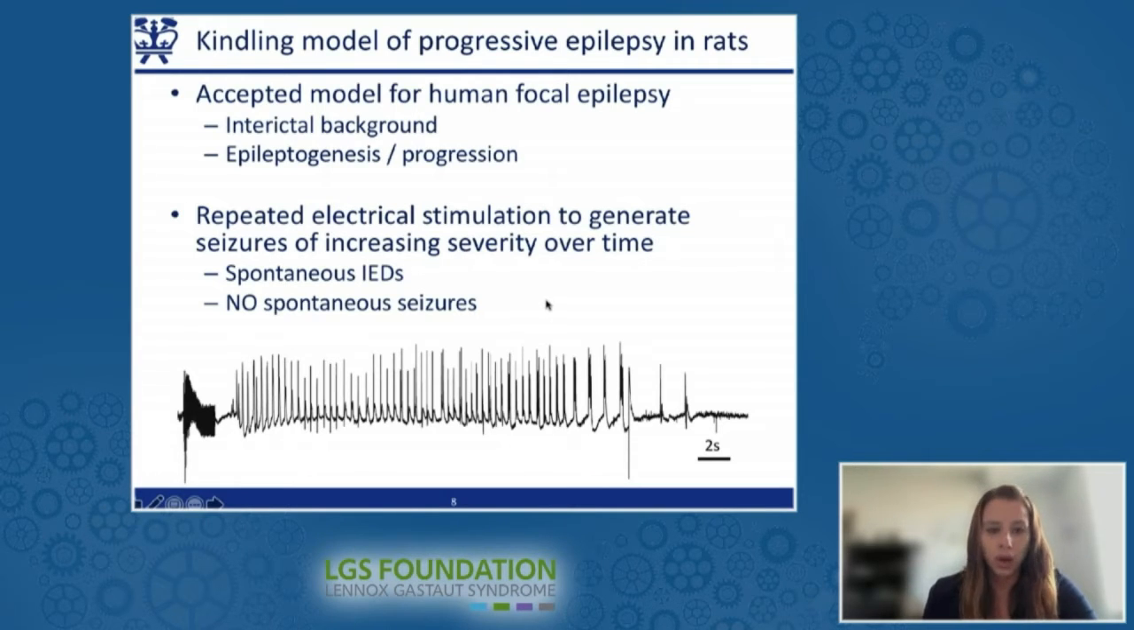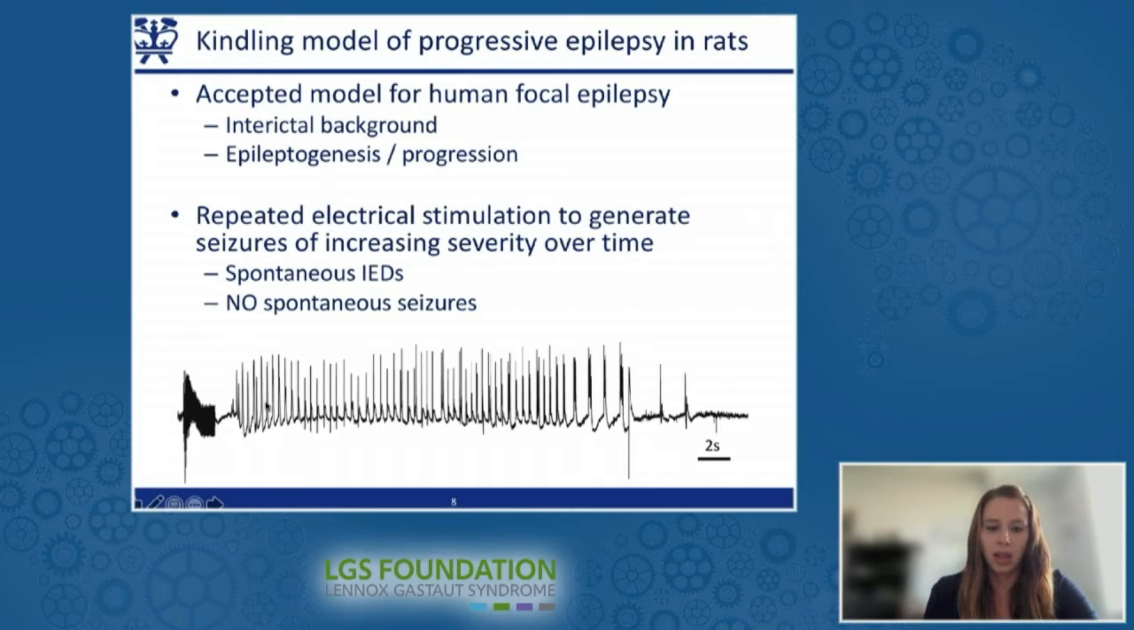It induces chronic hyperexcitability of neurons. It induces similar seizure types to what we would see in patients. It's associated with memory impairment and also exhibits similar responsiveness to anticonvulsant medication. And so the way that we kindle rats is we deliver brief localized trains of electrical stimulation, such as the one that I'm showing you here, and then we generate a seizure pattern.